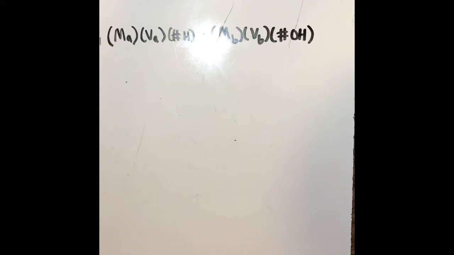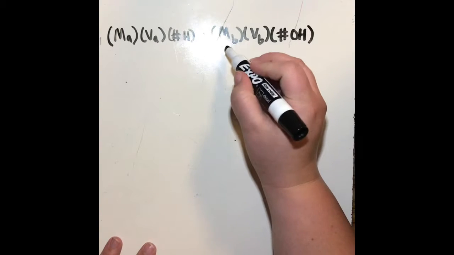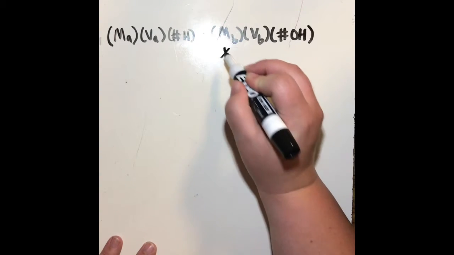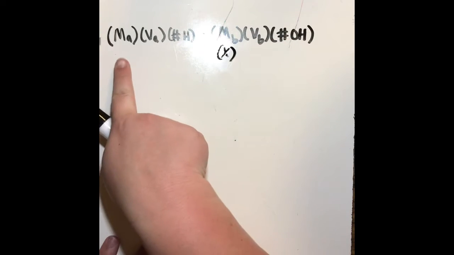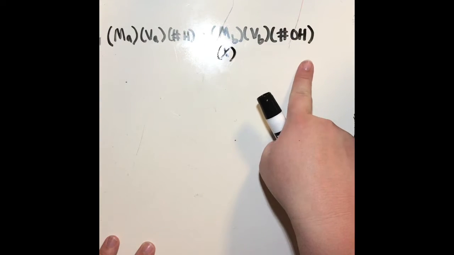It says we have 25 milliliters of 0.2 molarity hydrochloric acid, and it's titrated to the end point with 18 milliliters of sodium hydroxide, NaOH. What is the molarity of the base? So for the first one, we don't have molarity of the base. So our x is MB, which means we're going to have numbers for all the other ones.